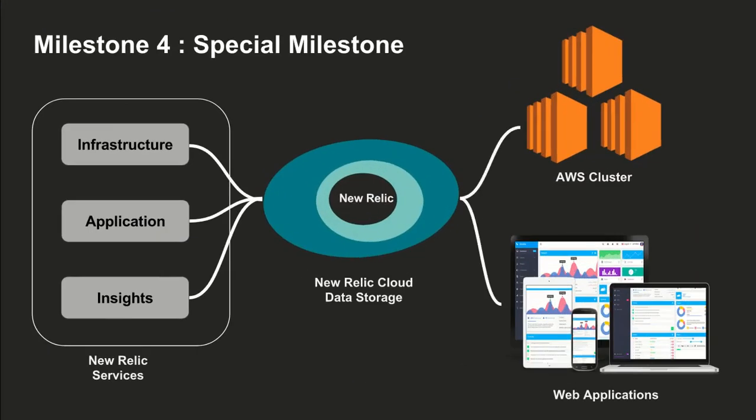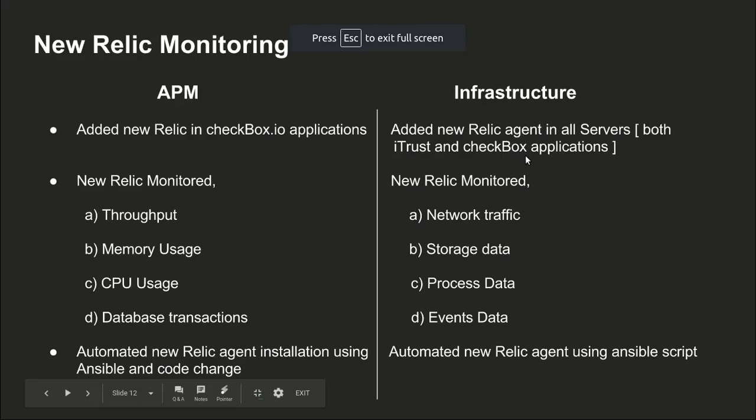Our last and special milestone is to create a performance monitoring mechanism for AWS infrastructure as well as the Checkbox application. So we are going to cover both infrastructure and software as a service. Since the application is deployed distributedly across the AWS cluster, we realized how crucial it is to have real-time error tracing and performance monitoring once the pipeline is deployed, and therefore we are going to implement New Relic performance monitoring. So as you can see over here, we have both APM and infrastructure.